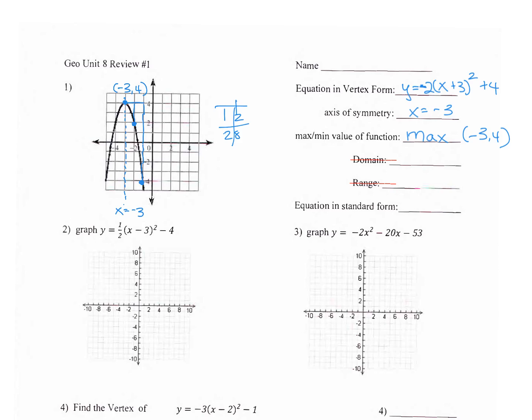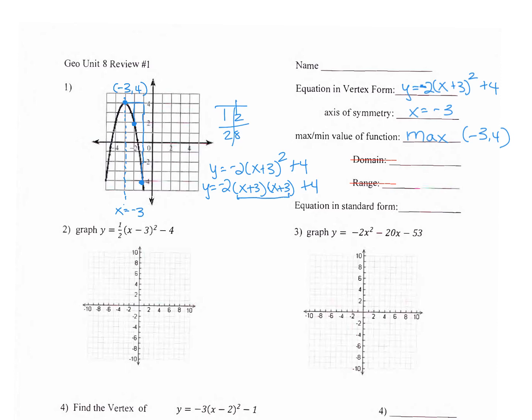Write the equation in standard form. So let's take our vertex form, y equals -2 times x plus 3 squared plus 4. Let's do our exponents first by PEMDAS. So y equals -2 times x plus 3 times x plus 3, and then plus 4 at the end, that I'm going to do at the end because it's at the end. And so I'm going to continue working with my x plus 3 squared.